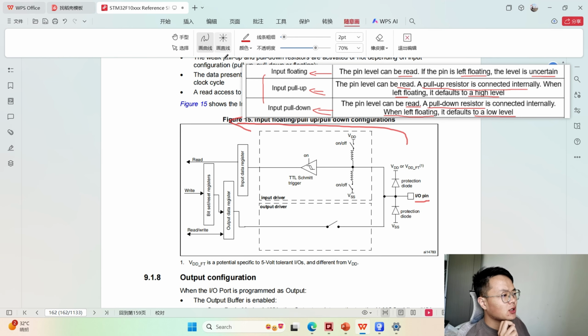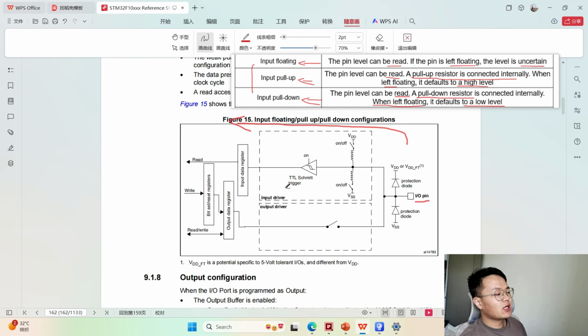So let me check it. If we only close the upper switch, there is a pull-up resistor here, right? We configure this pin as input pull-up mode. And if we close the lower switch, there is a pull-down resistor here, right? So we configure this pin as input pull-down mode. If both switches are open, it means no pull-up resistor and no pull-down resistor, right? So this is input floating mode. If the pin is floating, the level is uncertain, right?